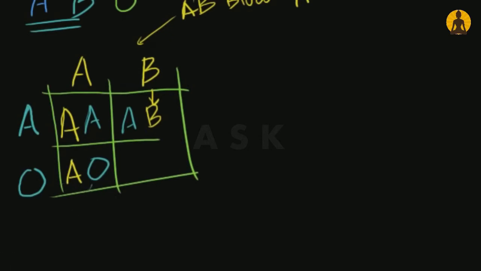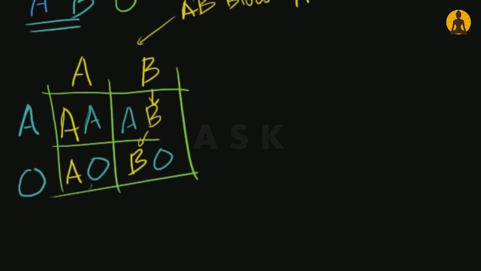Or you could get the B from your mom. Let me write it this way: B from your mom, that's this one, and the O from your dad. And this, once again, I introduced a different color. And this is a B blood type.